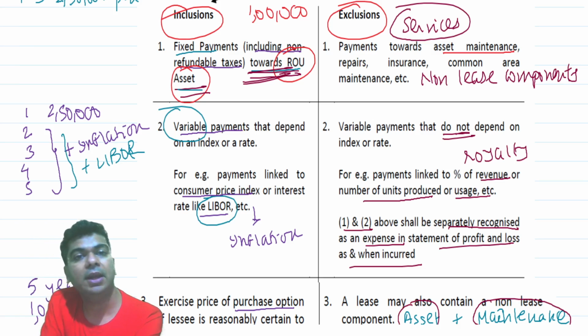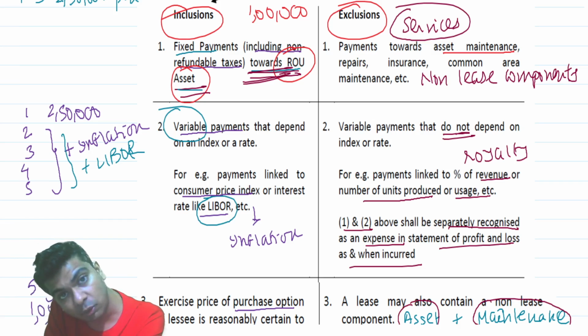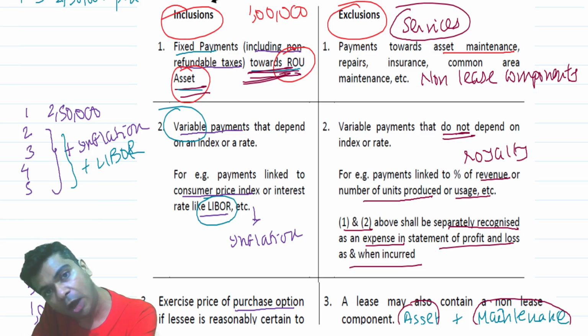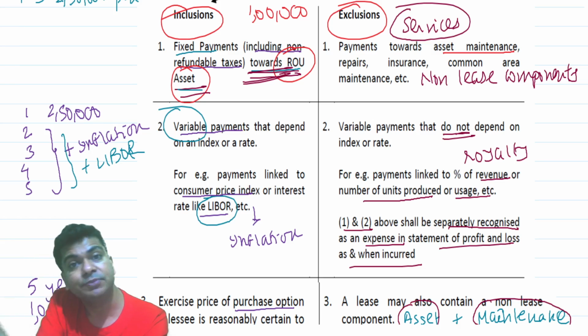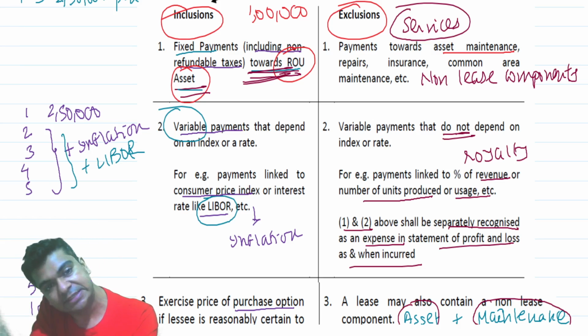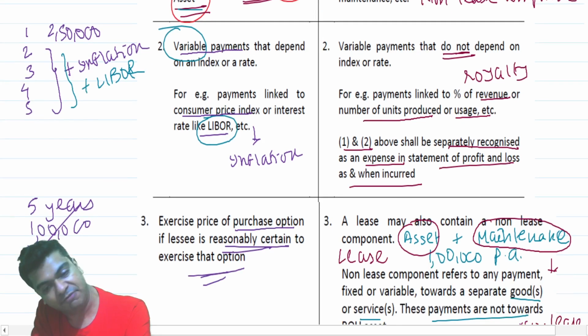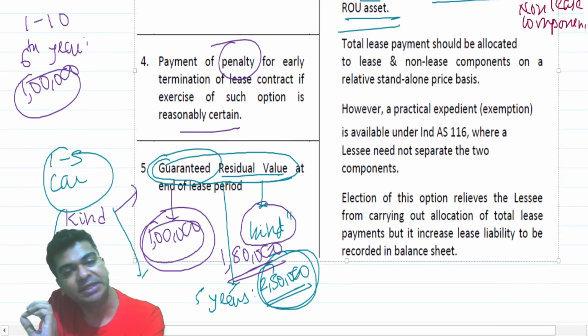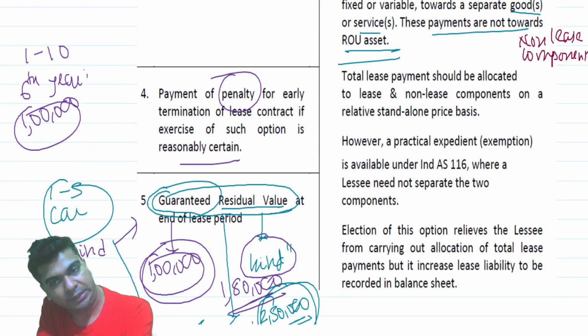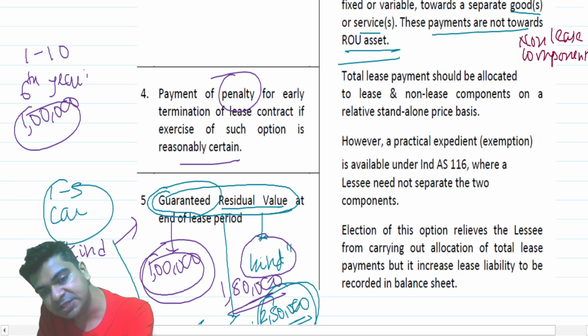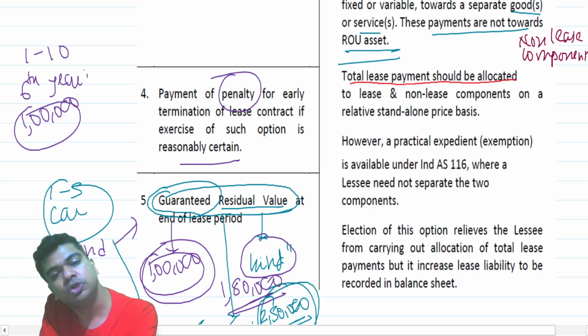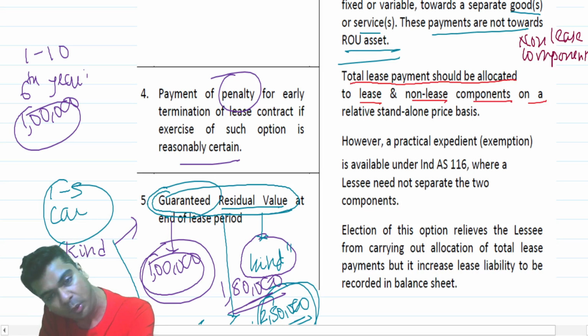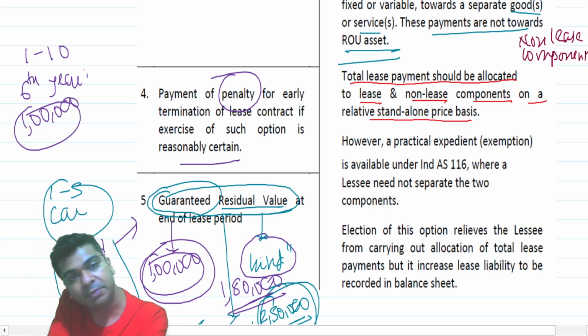So if you are following Ind AS 116, then you will have to carry out an allocation of the lease payment. How much of the lease payment is for the lease component? How much of the lease payment is towards the non-lease component? This bifurcation is absolutely necessary. Having said this, Ind AS 116 provides a practical expedient. It says that the total lease payment, just see, this is what we were discussing, should be allocated to lease and non-lease components on a relative stand-alone price basis.